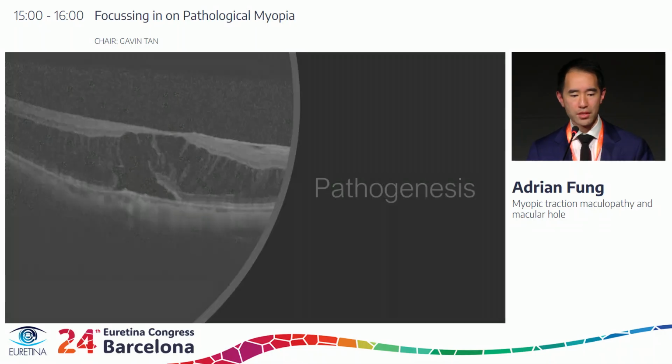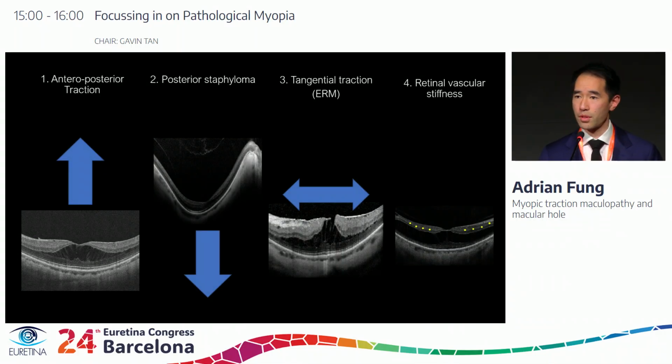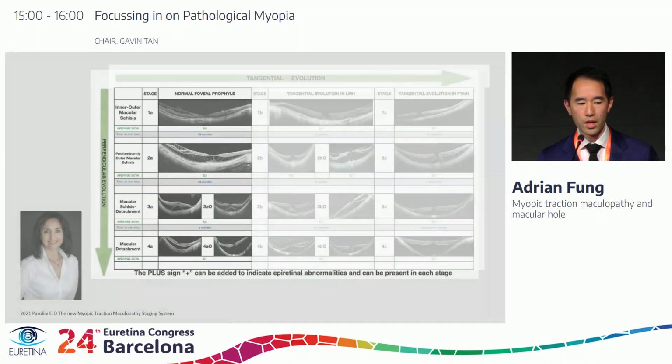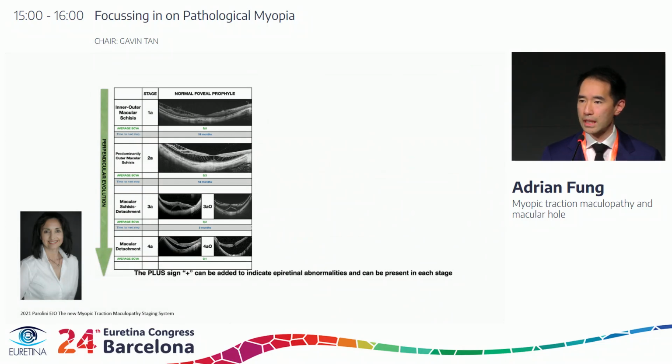Let's look at the pathogenesis of this condition. So there are different forces involved. Firstly, we have antero-posterior traction coming from the vitreous, but also from a posterior staphyloma if it's at the macula. There's also tangential traction from any epiretinal membrane, and there are some hypotheses that there is increased retinal vascular stiffness as well. Barbara Parolini from Italy has helped us understand the pathogenesis and the classification of these conditions.